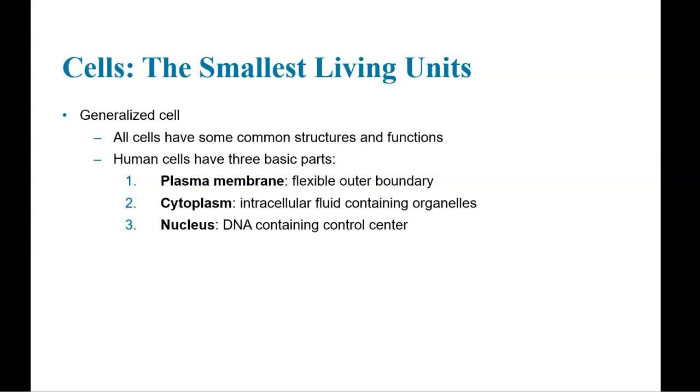Human cells have three basic parts. There's a plasma membrane, also known as the cell membrane. This is the flexible outer boundary that separates the inside of the cell from the environment. Then we have the cytoplasm, which is the fluid portion of the cell. The cytoplasm is enclosed by the cell membrane, and it contains the fluid, which is the cytosol. Then there's the nucleus, which is the DNA-containing portion of the cell.